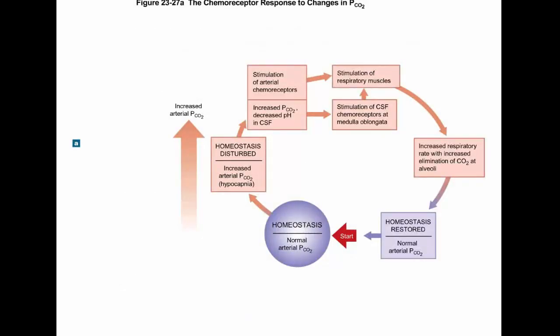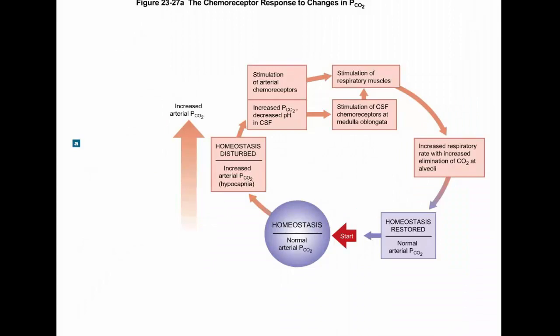So if we look at it diagrammatically, we're going to start from the purple circle where it says start, and what we're looking at here is how the chemoreceptors respond to a change in the partial pressures of carbon dioxide. So here we've got an increase in arterial carbon dioxide. We've got homeostasis, so everything is working well. We've got normal arterial partial pressure of carbon dioxide. And now we get a rise, and that homeostasis is disturbed. We've got an increase in arterial partial pressure of carbon dioxide from hypercapnia.